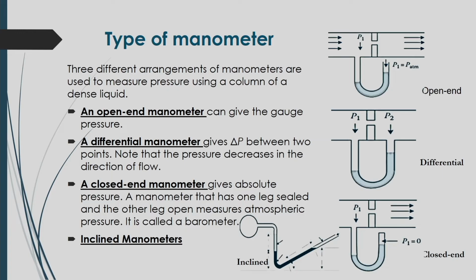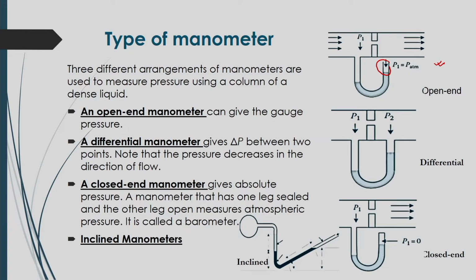There are various types of manometers generally used to estimate pressure. Basically, three different arrangements of manometers are used to measure pressure using a column of dense liquid. One is the open end manometer, as shown here. In this case, one end of the manometer is open, which is why it is called an open end manometer.